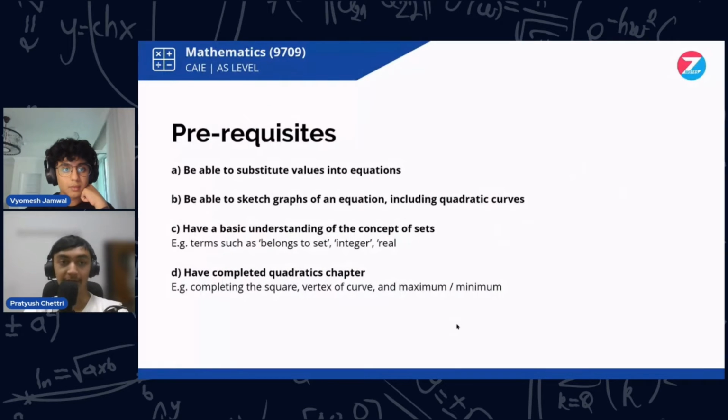Before we dive into this chapter, you should already have some ideas about maths. First, you should be able to substitute values into equations, such as x equals x plus 5, and you substitute in 5. That's pretty basic arithmetic. And you should be able to sketch the graphs of an equation. This includes quadratic curves from the previous chapter. And you should have a basic understanding of the concept of sets, such as x belongs to, let's say, real numbers. You should understand what that means. And you should already have completed the previous quadratics chapter, because topics such as completing the square and vertex of curve will be used in this chapter. So let's get on with it.